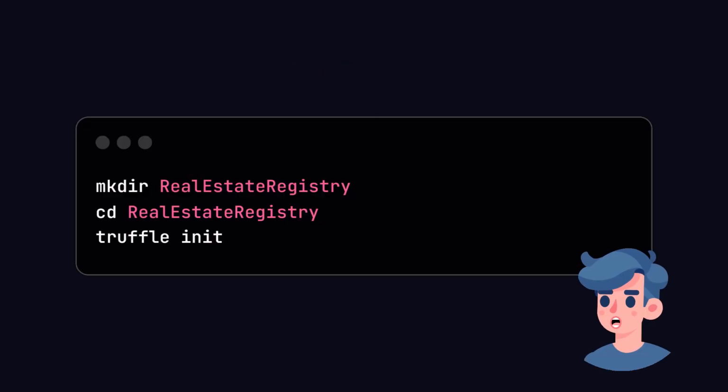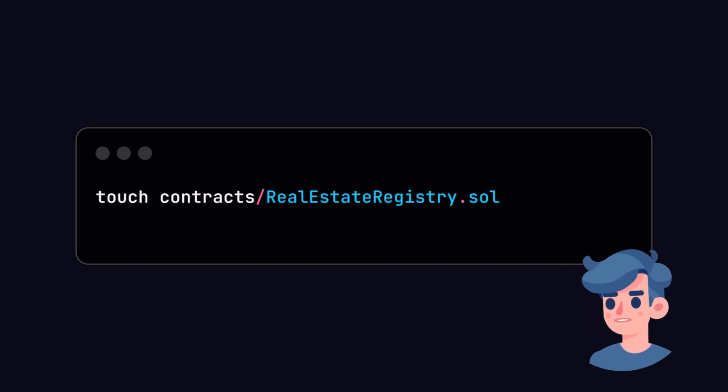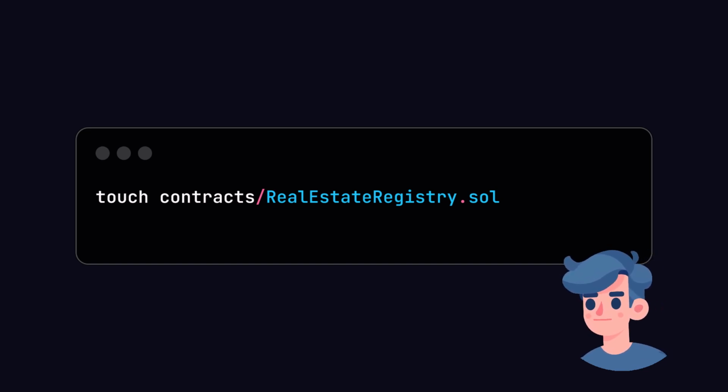Now that we have our tools ready, let's create a new Truffle project. In your terminal, create a new directory and navigate into it. This will create a basic Truffle project structure including folders for contracts, migrations, and tests. Now, let's create our smart contract file.